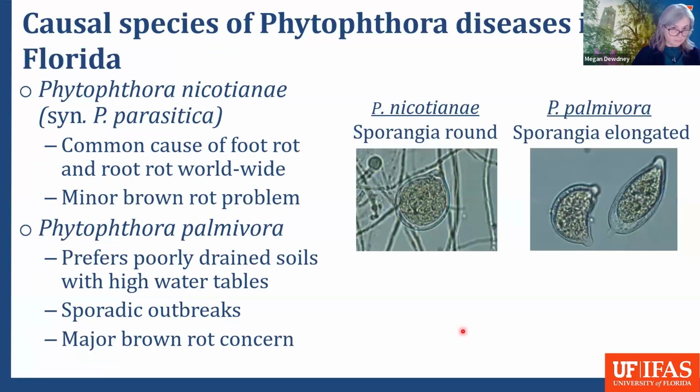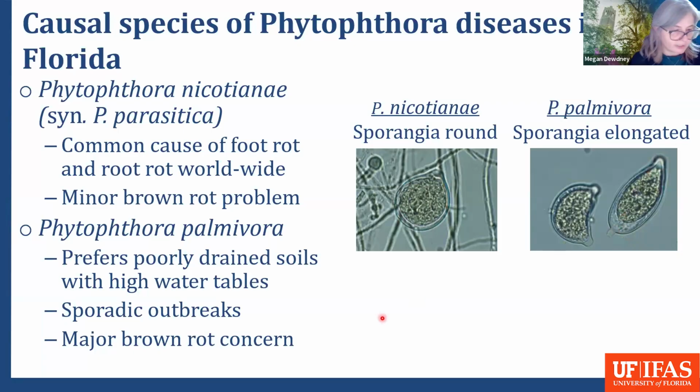So we have two species of Phytophthora in Florida: Phytophthora nicotianae and Phytophthora palmivora. Nicotianae has these lovely round sporangia with a little point on the end. They are the common cause of foot rot and root rot worldwide, and they are a minor contributor to the brown rot problem. When we're talking brown rot, Phytophthora palmivora is really our main player. It has these lemon-shaped sporangia, so they're quite visually different.